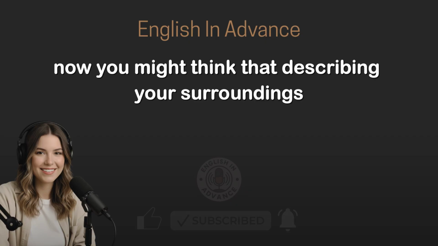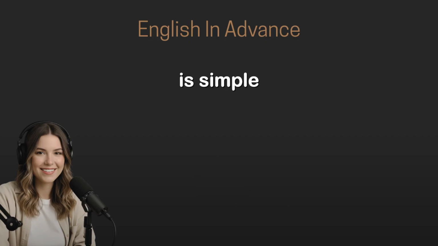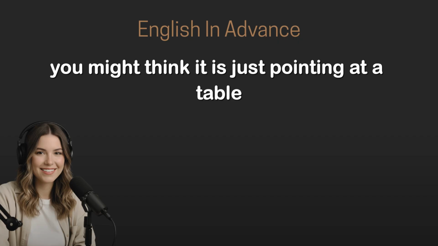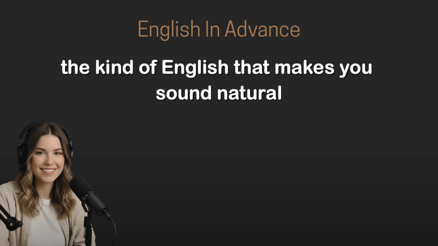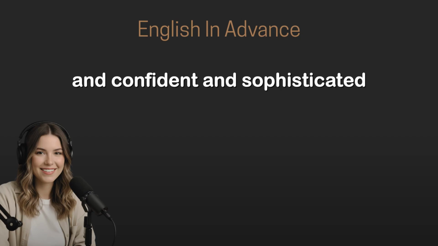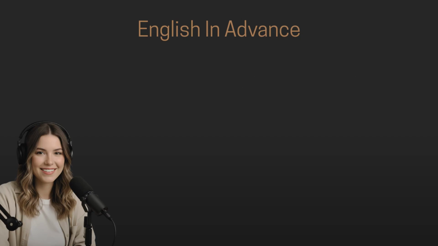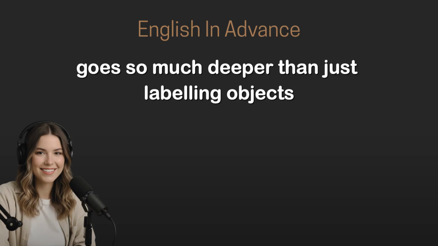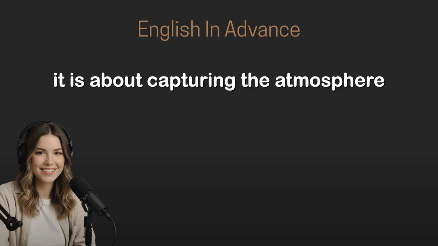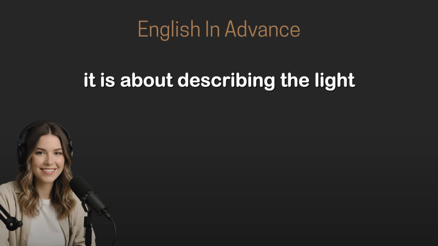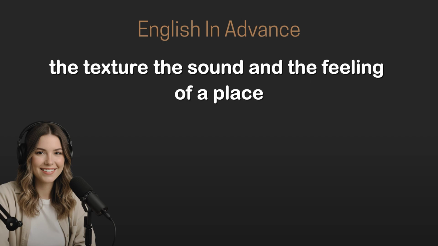Now, you might think that describing your surroundings is simple. You might think it is just pointing at a table and saying that is a table. But true fluency, the kind of English that makes you sound natural and confident and sophisticated, goes so much deeper than just labeling objects. It is about capturing the atmosphere. It is about describing the light, the texture, the sound, and the feeling of a place.